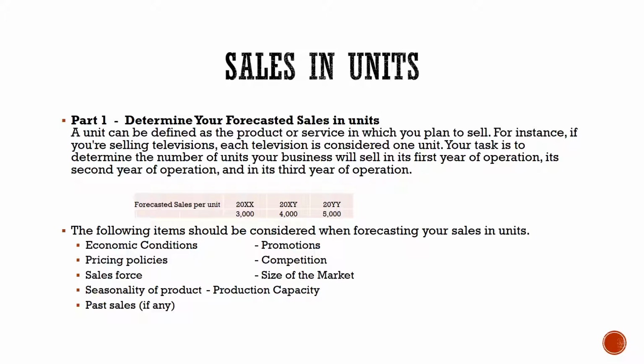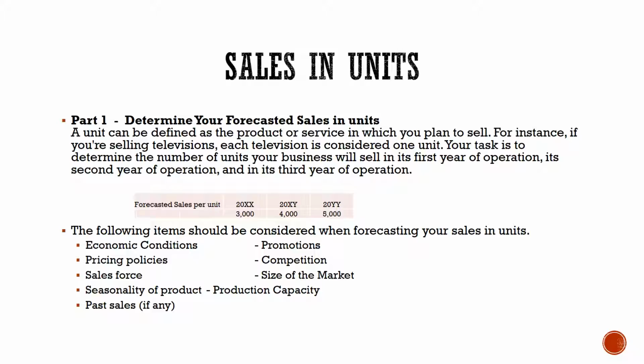Your task is to determine the number of units your business will sell in its first year of operations, its second year of operations, and its third year. Here you can see I just threw in a little example. I just threw some numbers out there, but you will have to base it on some kind of logic. So the following items should be considered when forecasting your sales in units: the economic conditions, your pricing policies, your sales force, the season or the cycle of your product, and past sales, if you have any.